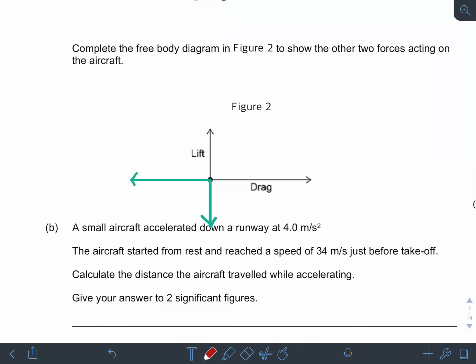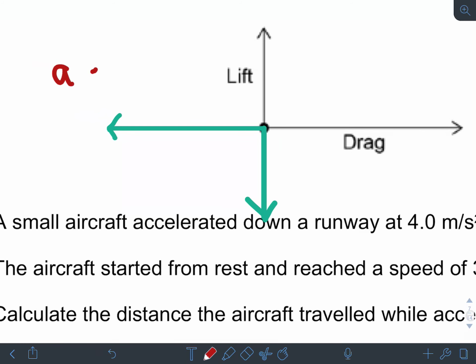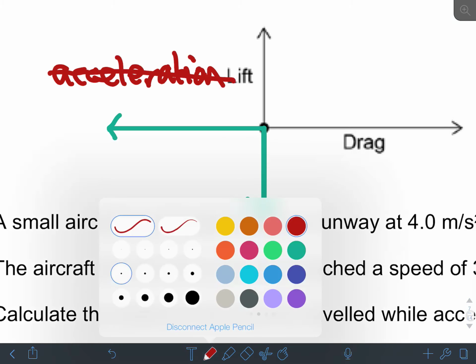this was done a bit poorly because some people wrote acceleration for this arrow here. Now, I understand why you wrote that. It's because you think, oh, well, in a car, you've got the accelerator. That's like the force to go forwards. No, it's not. You know what acceleration is. Acceleration is a change in velocity. So it's not right to label this as an acceleration.